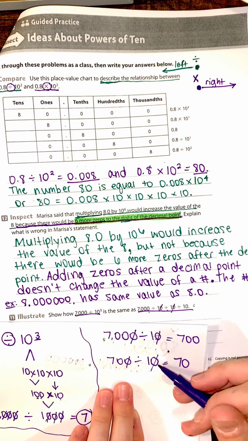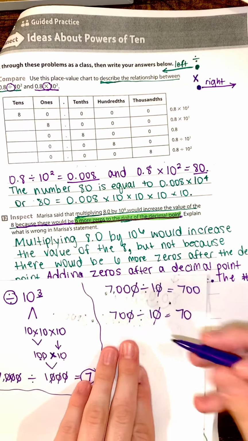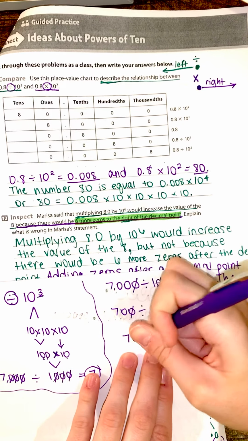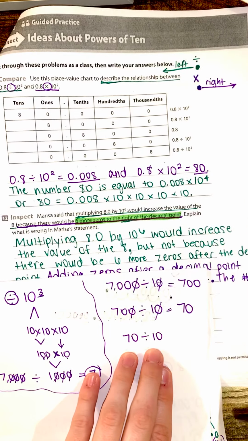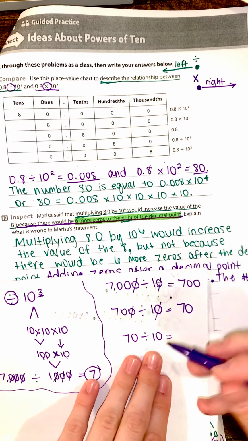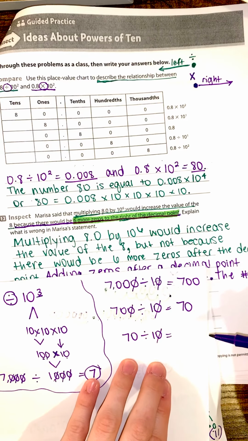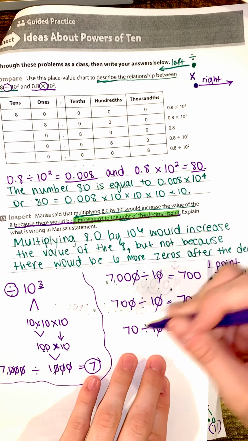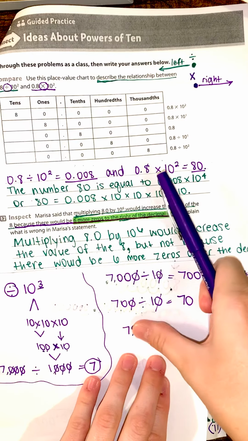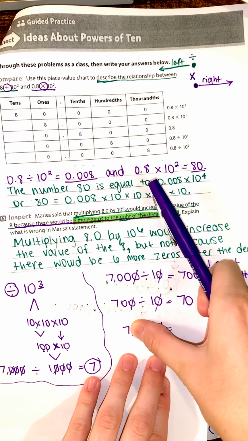Divided by 10, divided by 10. That's twice. We have one more. So 70 divided by 10. How many zeros do we have? Just 1. Mark it out. How many do we have over here? 1. Mark it out. What are you left with? 7.